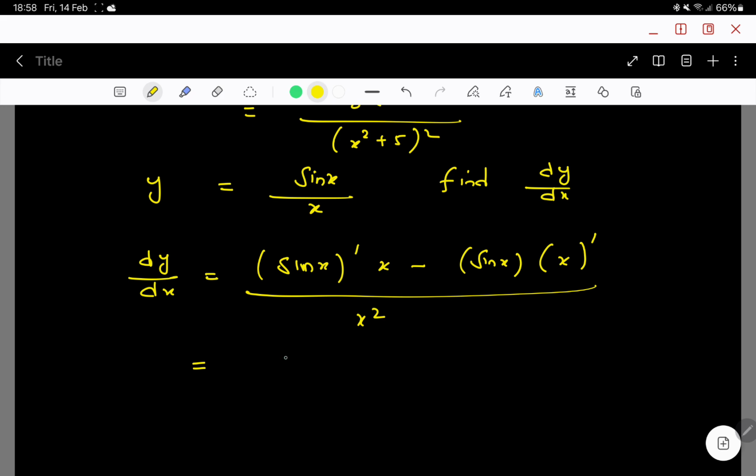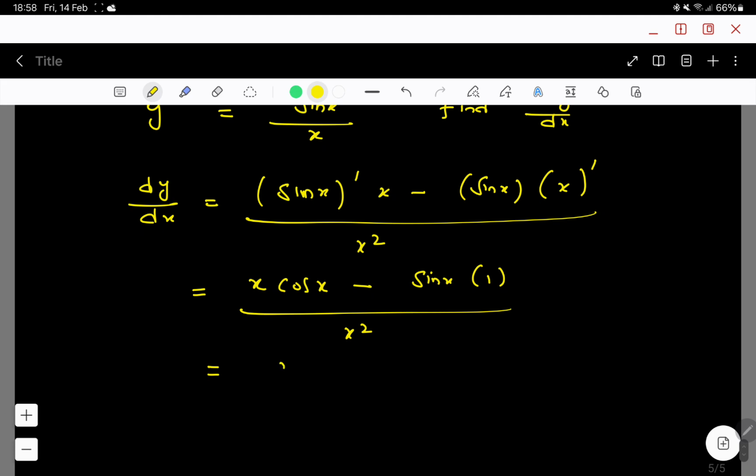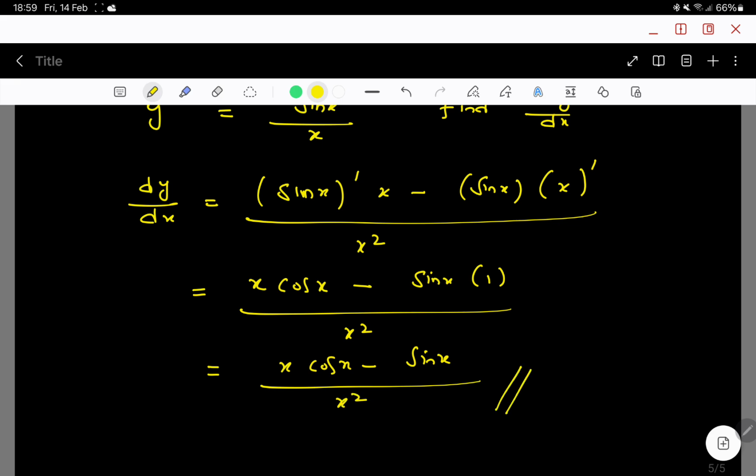Differentiation of sin x is cos x into x minus differentiation of x is 1, so sin x into 1 by x square. So we get x cos x minus sin x by x square. Okay.